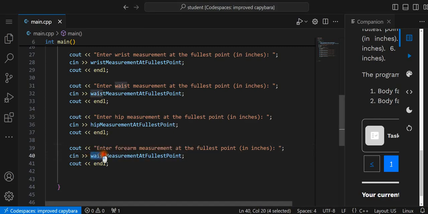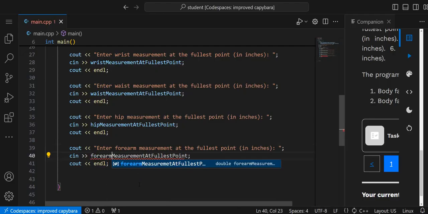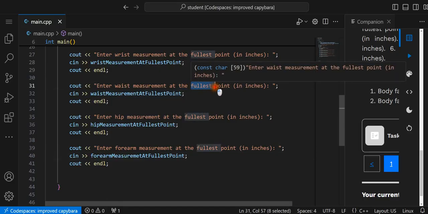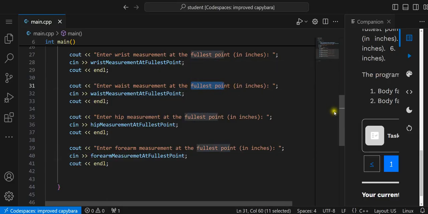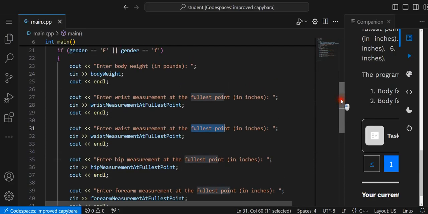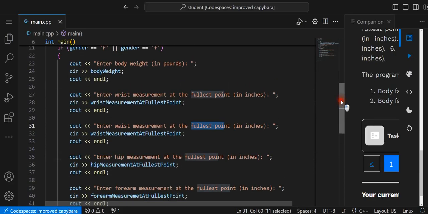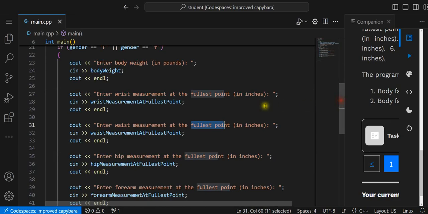And forearm. Just going over these so I never made a mistake. Correct it. So waist measurement at the navel. Wrist, waist, so waist is going to be at the navel.